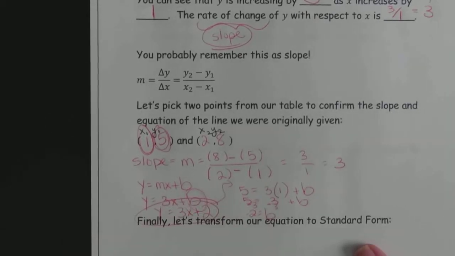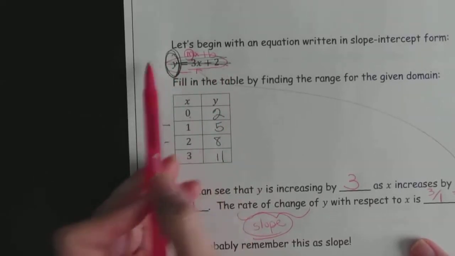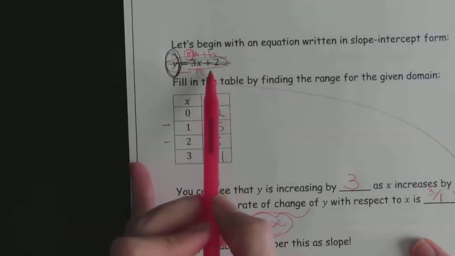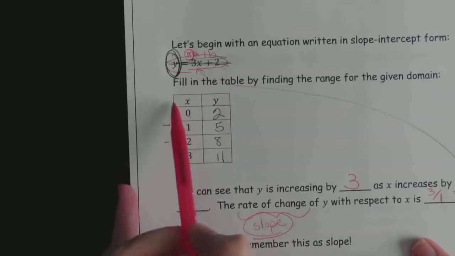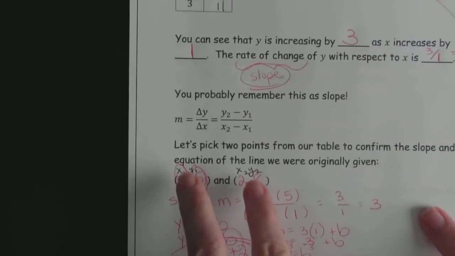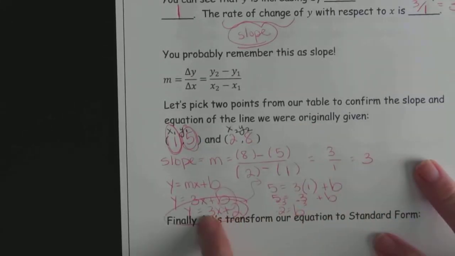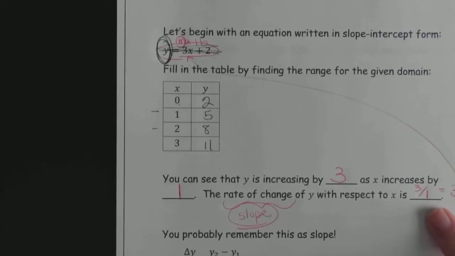So altogether, my final equation is y equals 3x plus 2. And that's what I was given up here. Y equals 3x plus 2. So it all comes full circle. You can have the equation, create a table from it, extract the slope from it, or you can just have points on the line and go backwards and create the equation of the line.